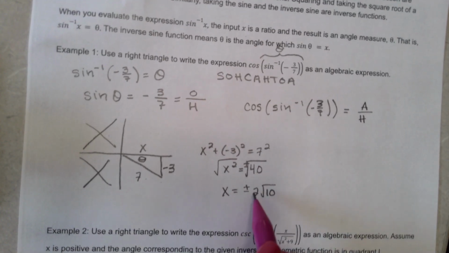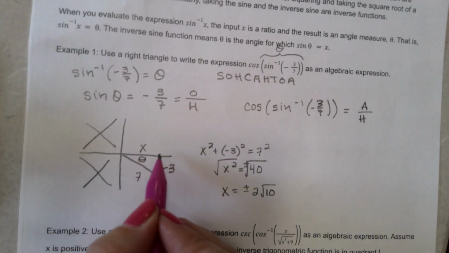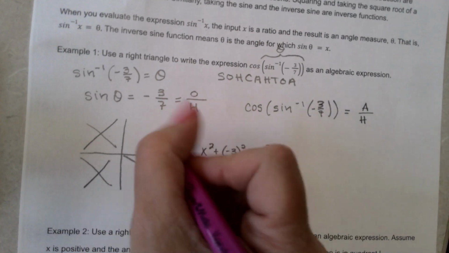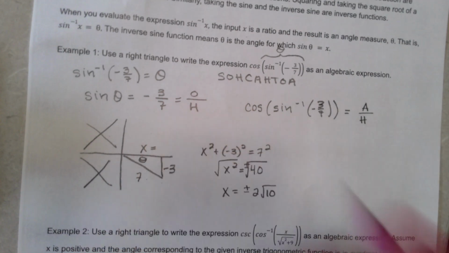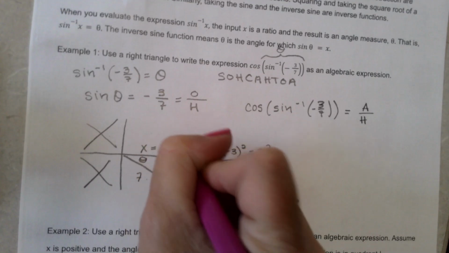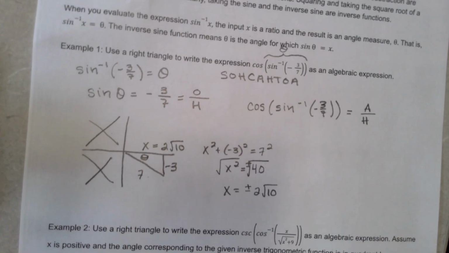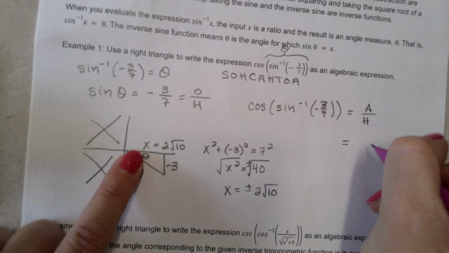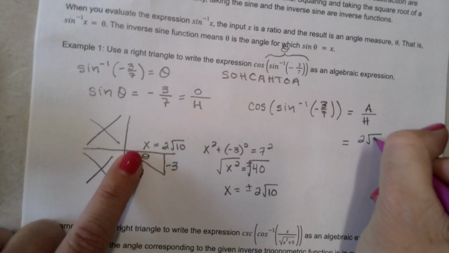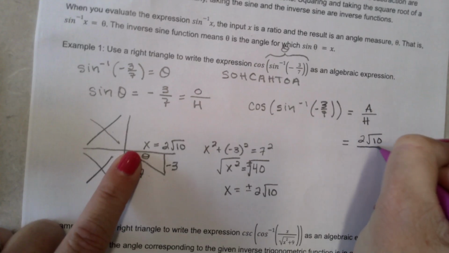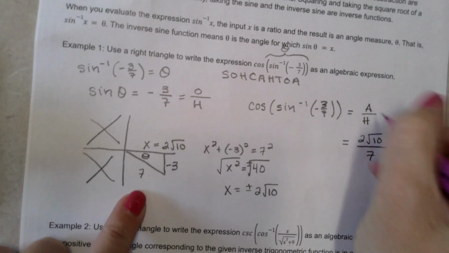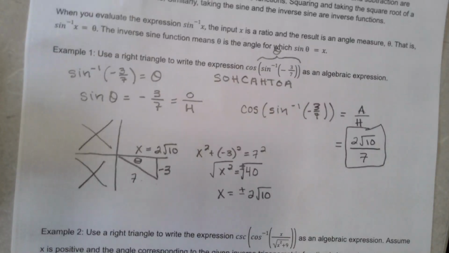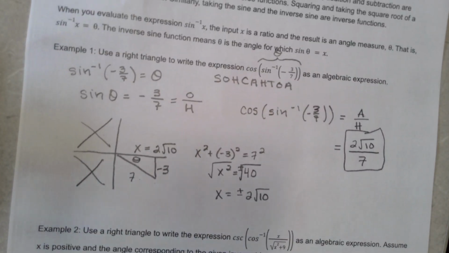So the next thing that I want to think is, should this be the positive x value or the negative x value? Since we're moving right, our x is going to be positive 2 square roots of 10. So then our cosine is our adjacent, which is now the 2 square roots of 10, over the hypotenuse, which is 7. So my answer to this problem right here is 2 square roots of 10 over 7.